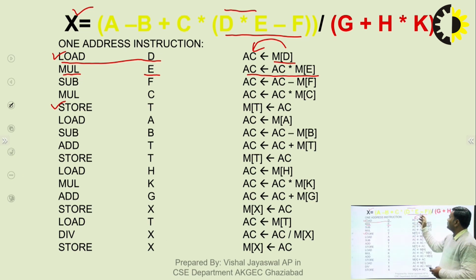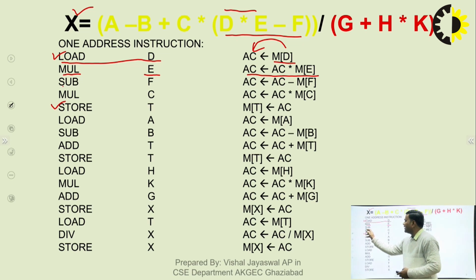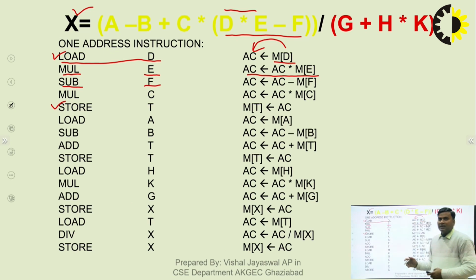After that we have to subtract F. For this we are using the subtract instruction, and subtract F means F is subtracted from the AC and the result is stored in AC. In this way, AC tends to AC minus M of F.